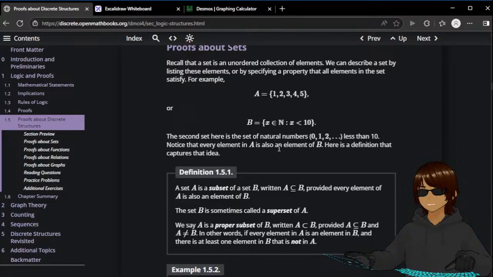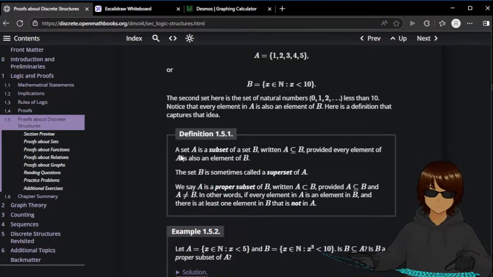Notice that every element in A is also an element of B. Here is the definition that captures that idea. A set A is a subset of set B, written A ⊆ B, provided every element of A is also an element of B. Set B is sometimes called a superset of A.